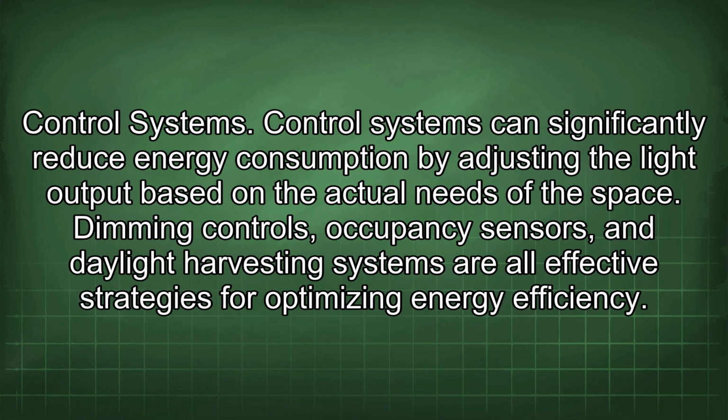Control systems. Control systems can significantly reduce energy consumption by adjusting the light output based on the actual needs of the space. Dimming controls, occupancy sensors, and daylight harvesting systems are all effective strategies for optimizing energy efficiency.